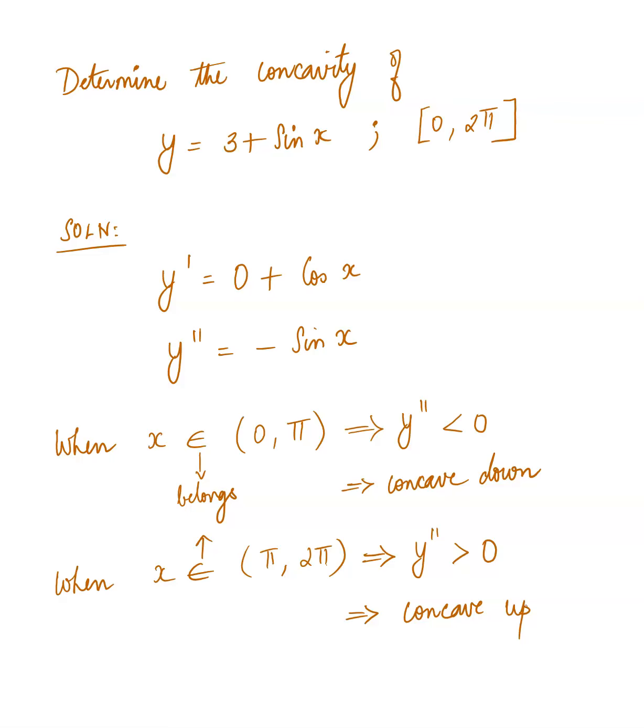So the idea here is, if you compare your y equals 3 plus sine x function with the y double prime function, you will see that the concavity is more pronounced because of the places where it is negative and positive.